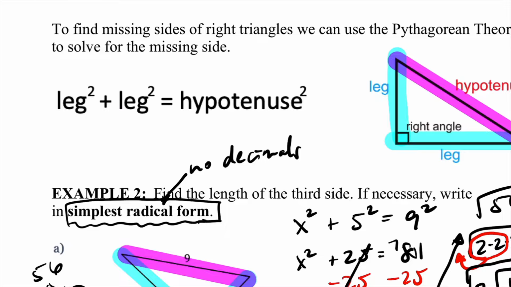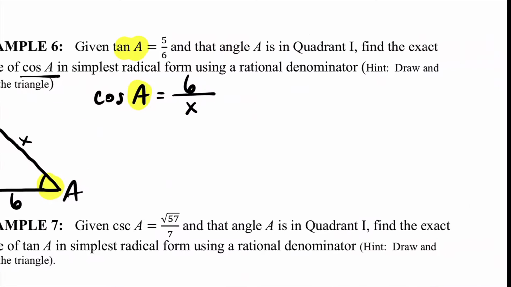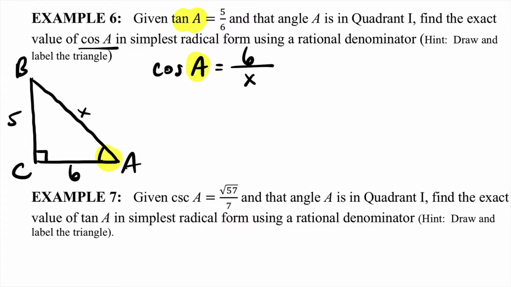Right there. Leg squared plus leg squared equals hypotenuse squared. Pythagorean theorem, just like I did for example number 2. All right, so what do I know? Do I know 2 legs or do I know a leg and a hypotenuse? I know 2 legs, right? Because those 2 legs make up the right angle.